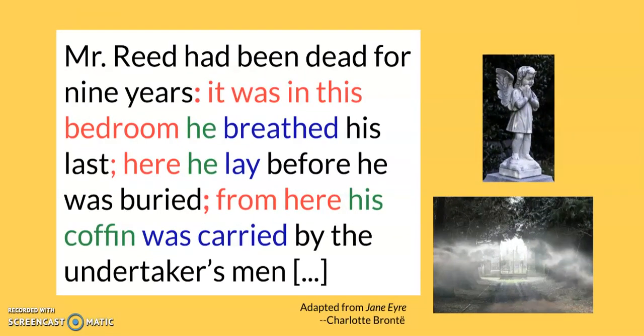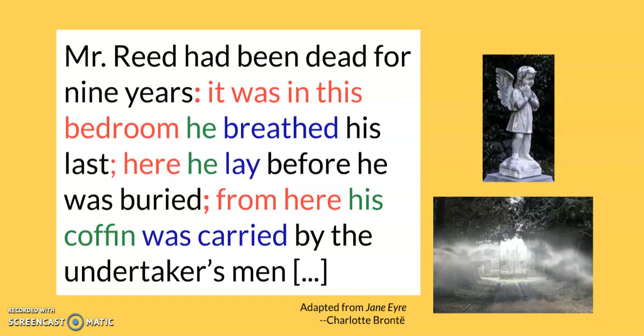The young Jane has been locked in a bedroom by her aunt. Her uncle, Mr. Reed, died in this room, which is called the Red Room, 9 years ago. Mr. Reed had been dead for 9 years: it was in this bedroom he breathed his last; here he lay before he was buried; from here his coffin was carried by the undertaker's men.